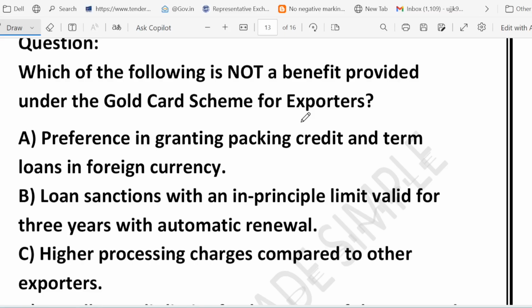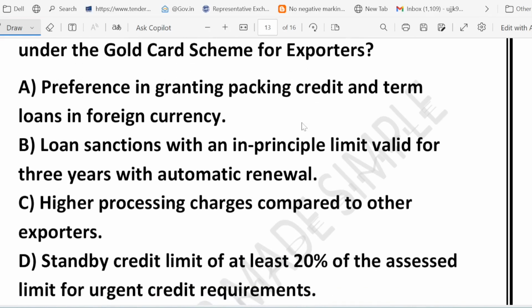And just like any VIP card, it comes with some special benefits like preference in granting packing credit and term loan in foreign currency. Loan sanctioned with an in-principle limit valid for 3 years, automatically renewable. C says higher processing charge compared to other exporters.